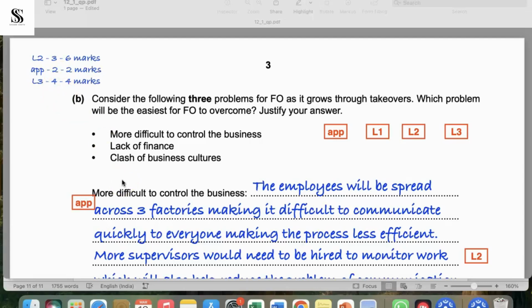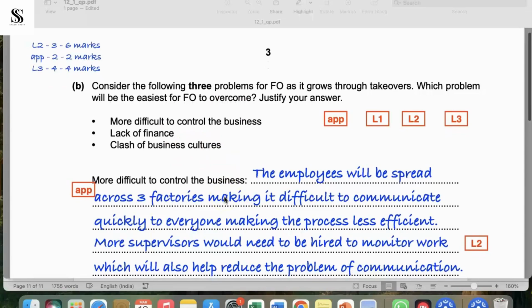All right, now let's start with the first example that you're seeing here. Again, in the interest of time, I have not included the case study here, but please do refer to the June 2021 series and the variant 21. That's the case study from which this question has been taken. Now consider the following 3 problems for FO, that is the company as it grows through takeovers. Which problem will be the easiest for FO to overcome? And they've given 3 different problems.